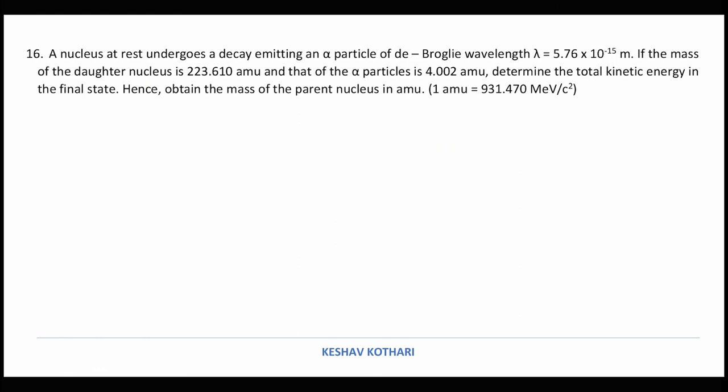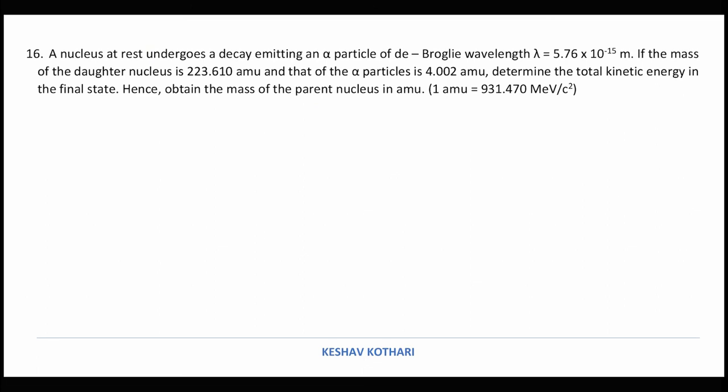A nucleus at rest undergoes a decay emitting an alpha particle of de Broglie wavelength 5.76 into 10 to the power minus 15 meter. If the mass of the daughter nucleus is 223.610 AMU and that of the alpha particle is 4.002 AMU, determine the total kinetic energy in the final state. Hence, obtain the mass of the parent nucleus in AMU.